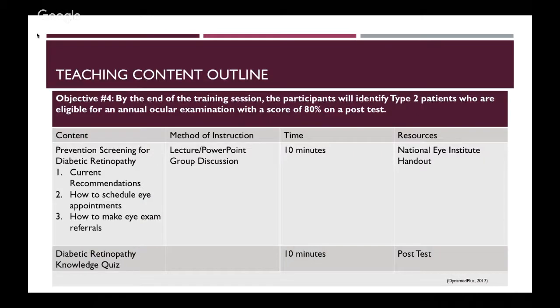The last objective will be talking about prevention screening for diabetic retinopathy. This will be done in a lecture PowerPoint, and then I will split up into a group discussion. This is more for just talking about personal experiences with patients that might have had diabetic retinopathy, how to schedule eye appointments in our office, and how to go about making eye exam referrals as a team. Finally, we will end with the diabetic retinopathy knowledge quiz being given again as a post-test to compare with the pre-test and how effective the teaching material was.